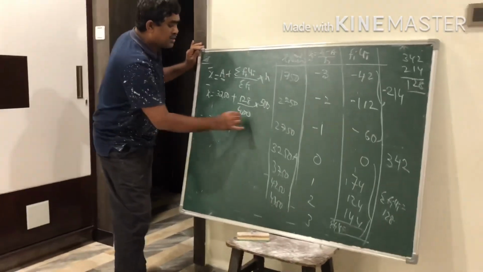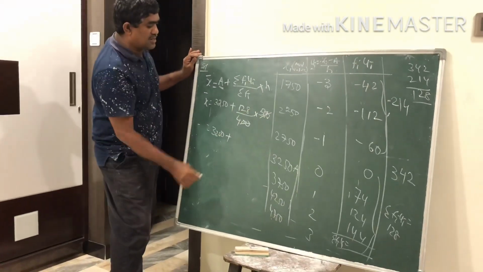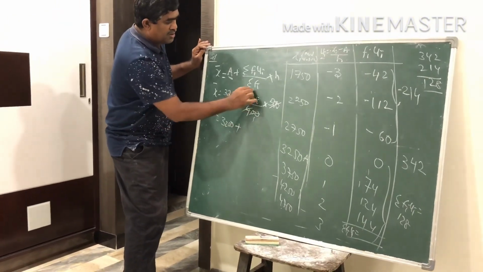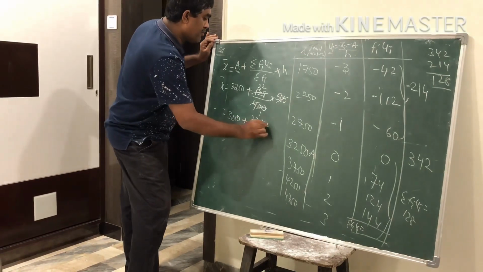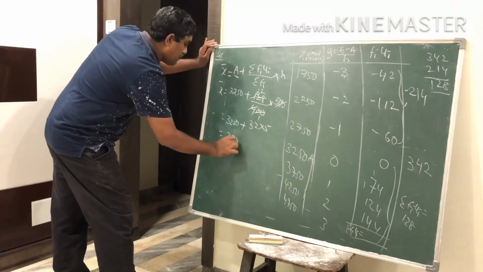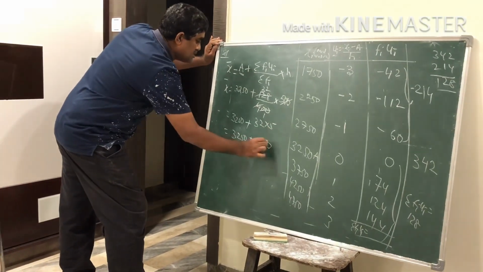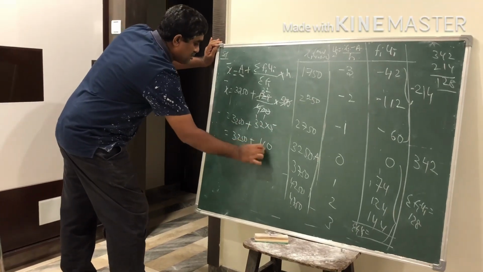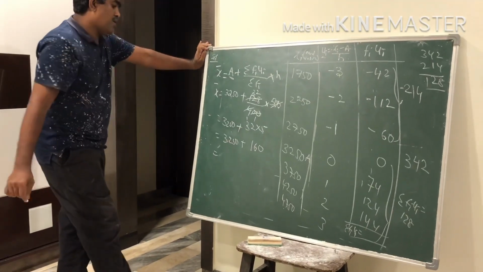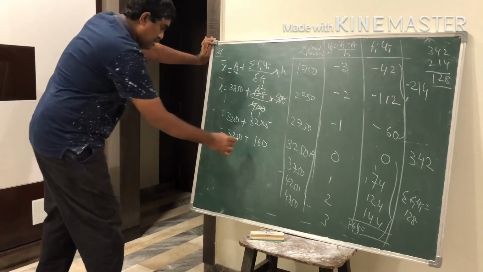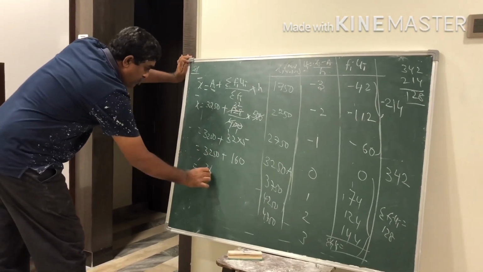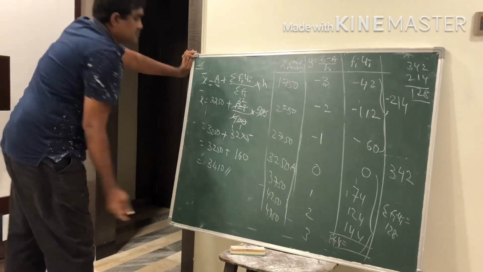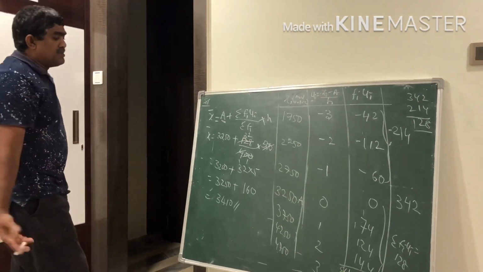3250. These two zeros cancel. 4 1 is 4, 3 is 12. 32 into 3250 plus 5 2 is 10, 0, 1 5 is 15, 16. 3 4 1. Add. 3 4 1. That is the mean.